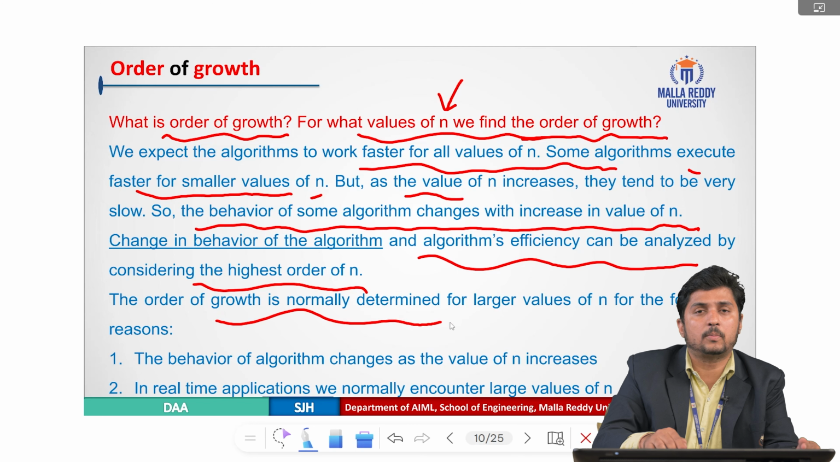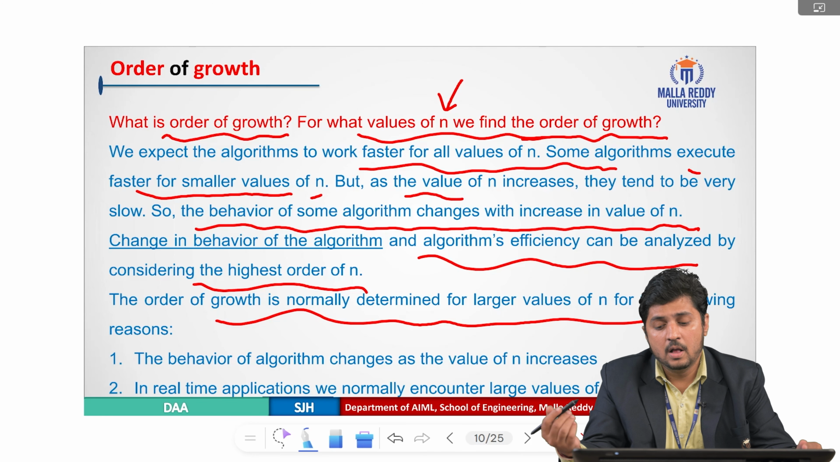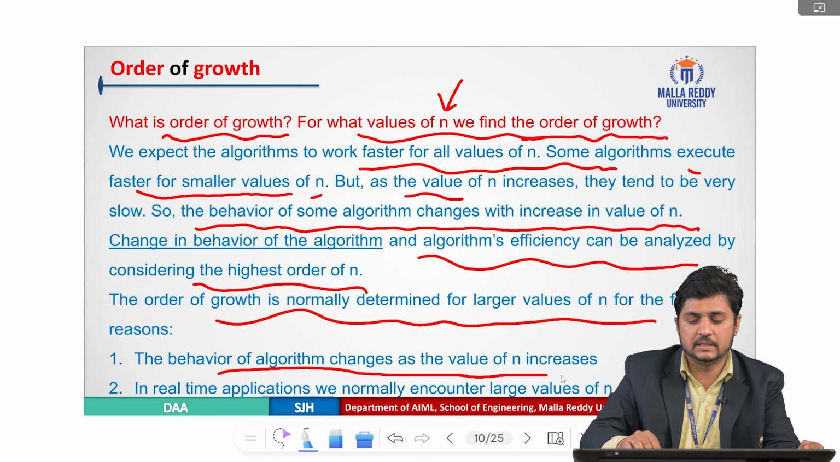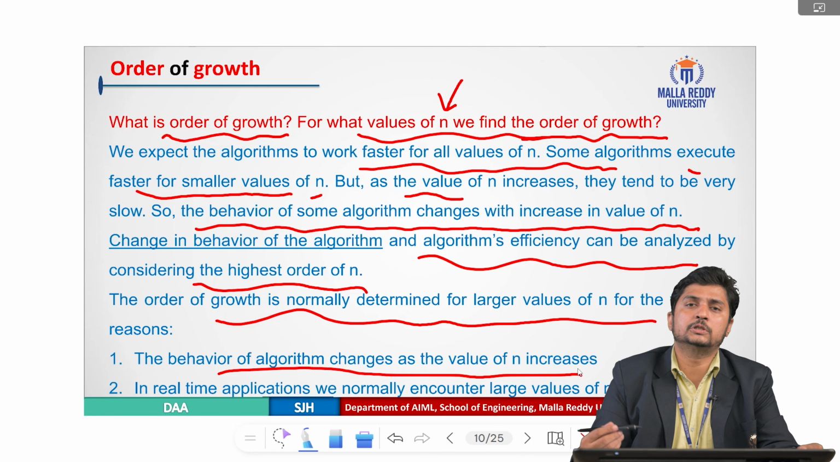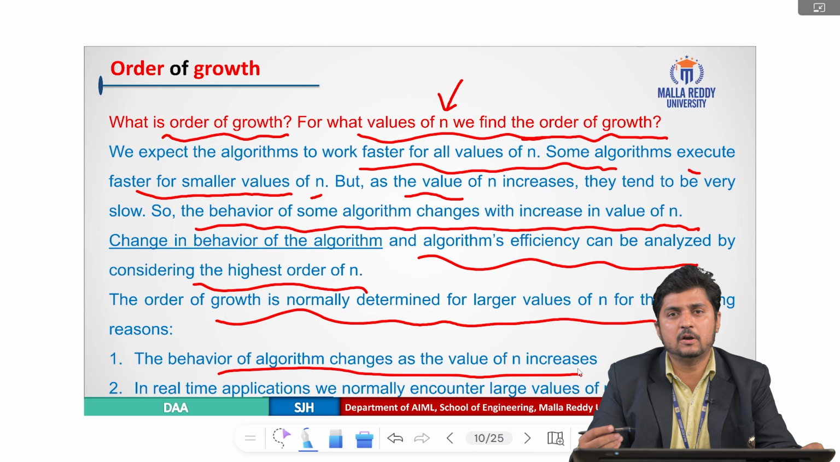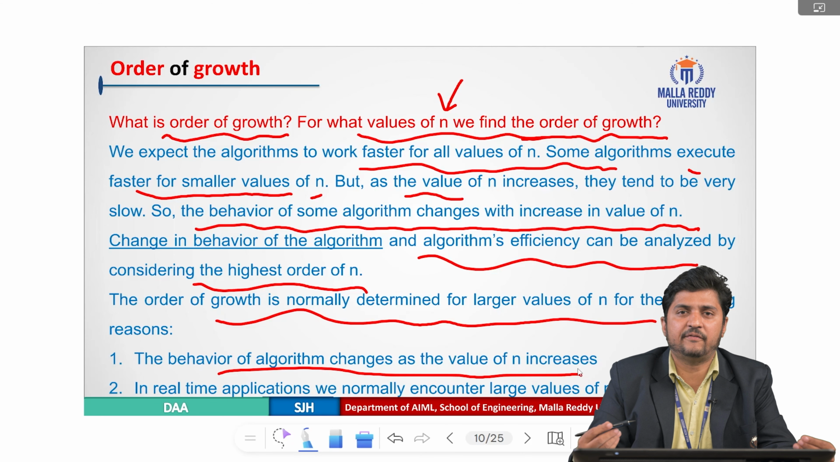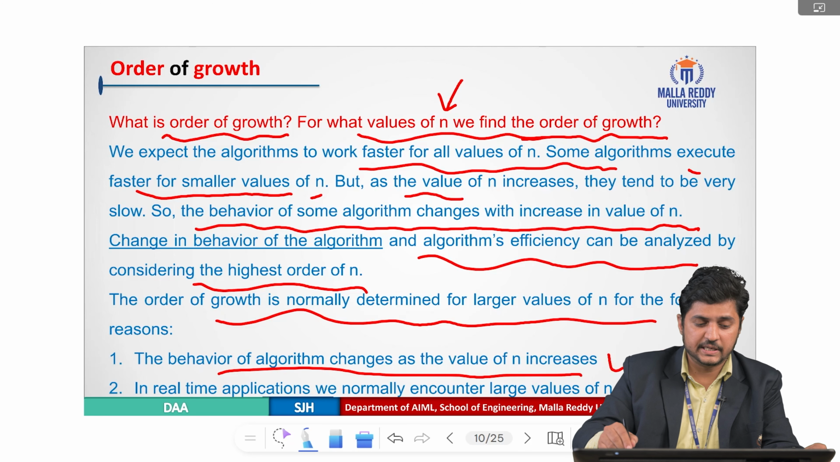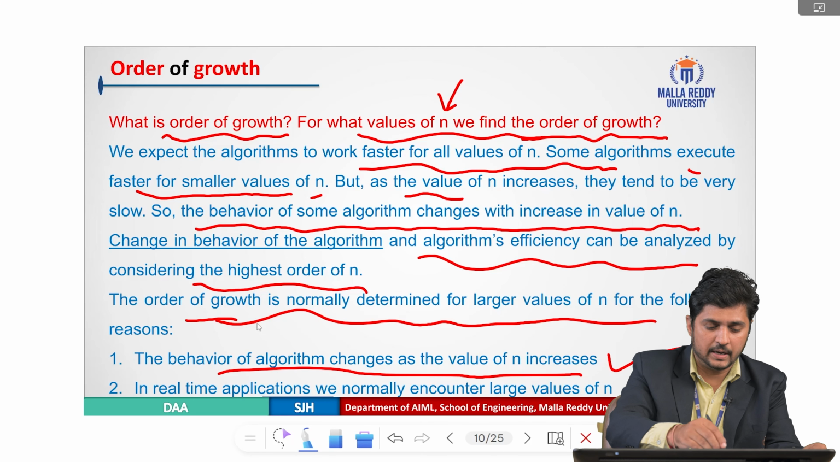The order of growth is normally determined for larger values for the following reasons. The first reason is that the behavior of the algorithm changes as the value of n increases. If we take an example of searching or sorting, with an input size of say 5 or 10 elements, the execution time will be very limited. But when it comes to a lakh, 2 lakh or thousands of numbers that we want to search or sort, it may take more time. That change we will be able to see, and this is the first criterion we need to consider.